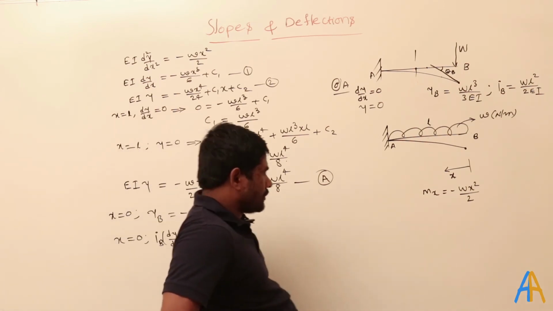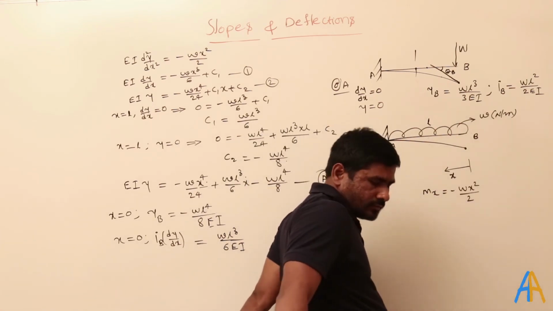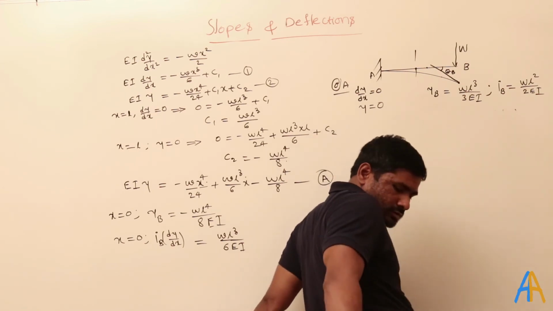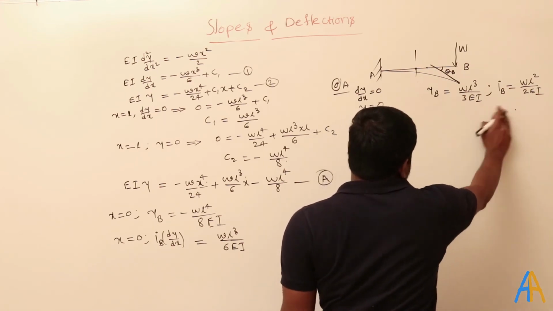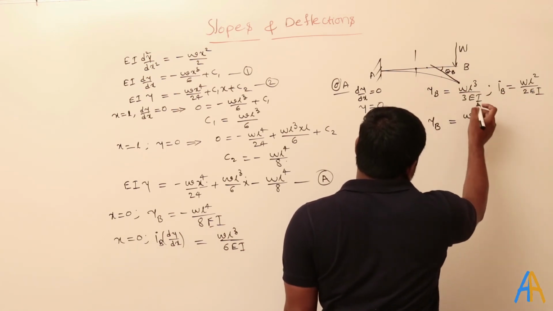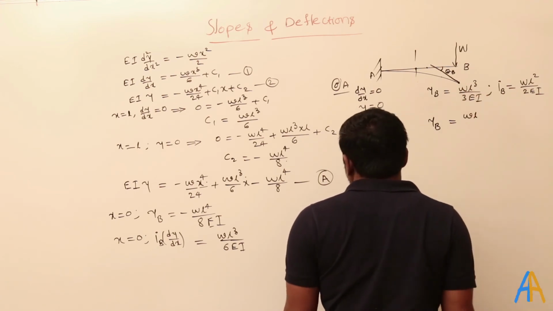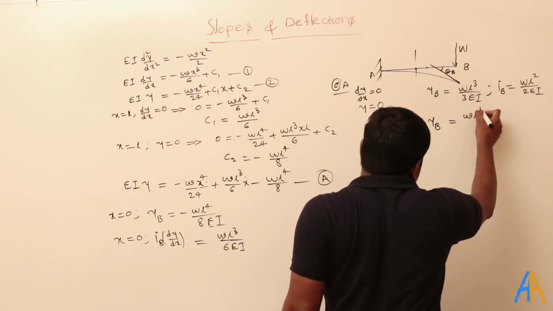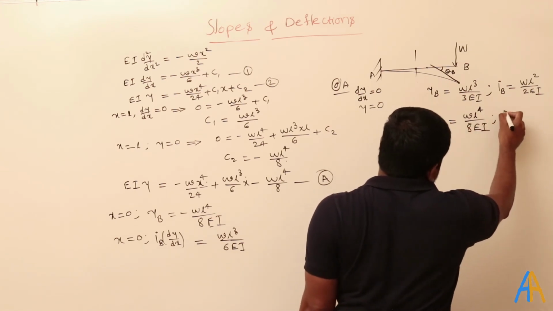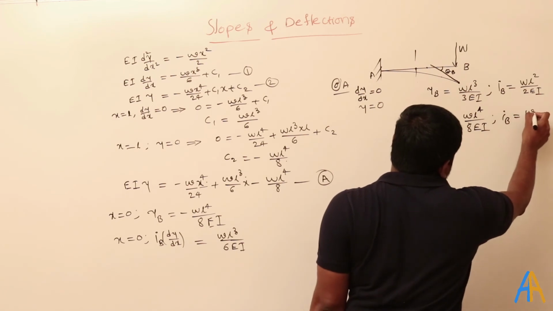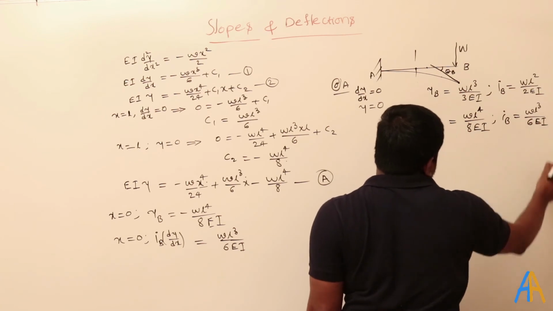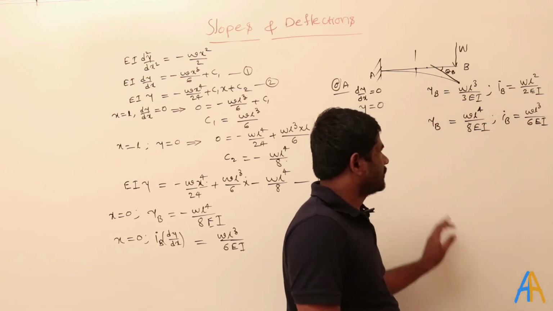So here again, if I write just below these values: this is a point load, and here yB is how much? Small w. This is capital W. What is the difference between small w and capital W? You need to remember that. Divided by 8EI, and then θB here equals small wL³/6EI. Okay, you need to remember these.